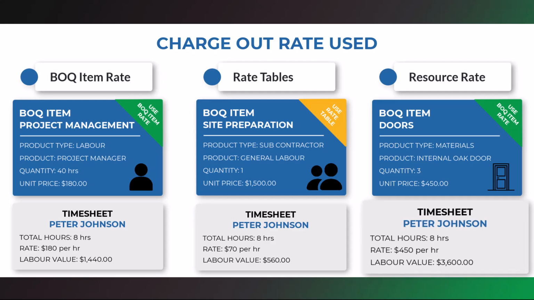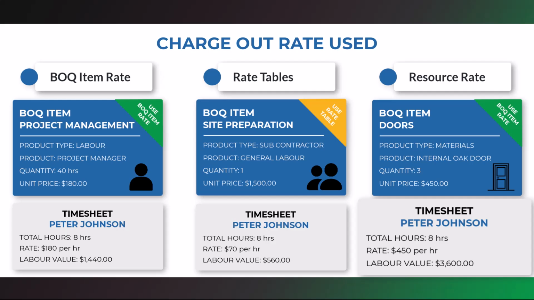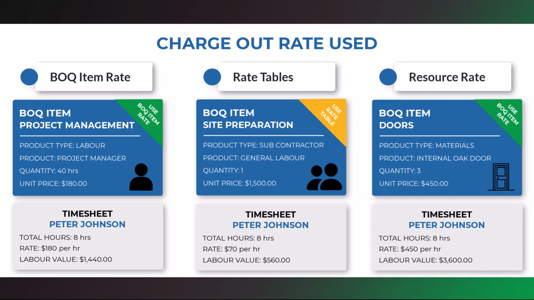Generally, timesheets are not logged against material items, but circumstances may change, such as a delivery being cancelled and the project manager driving to collect the doors. In this situation, you may want that time costed to the correct BOQ item. As the BOQ item rate cannot be used to calculate the labor value, and rate tables do not apply to material items, the labor is calculated using the resource rate.